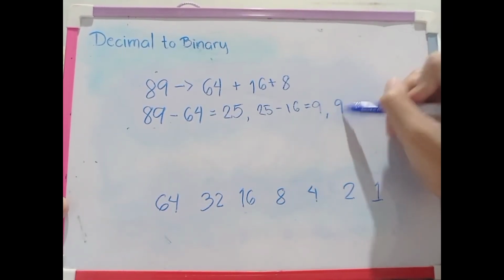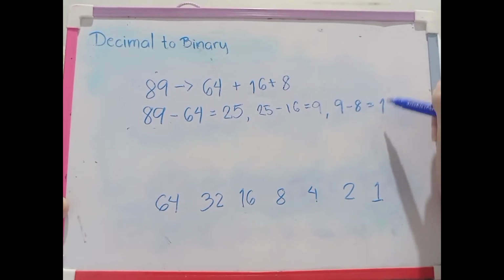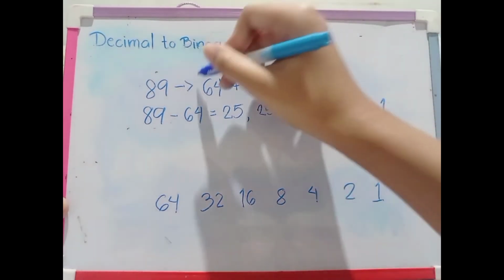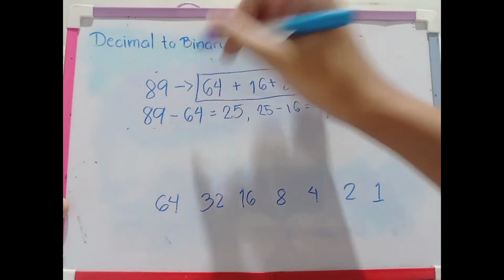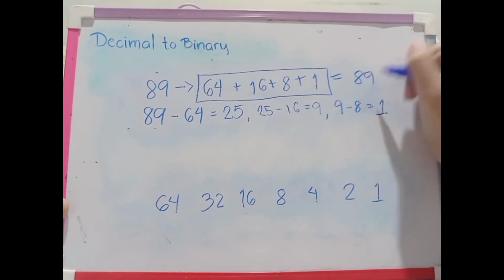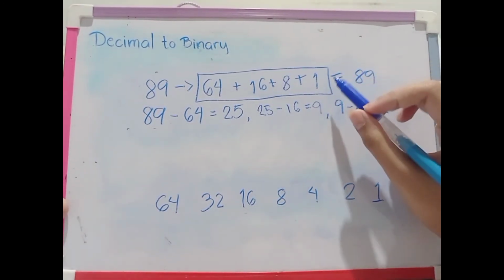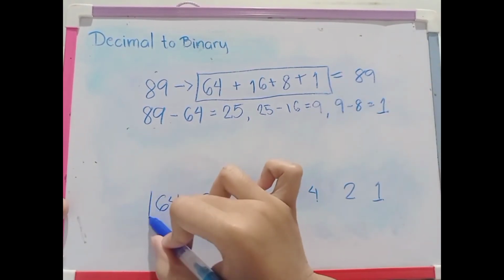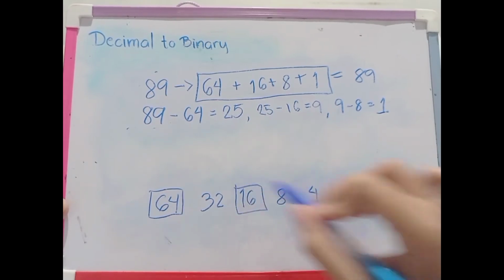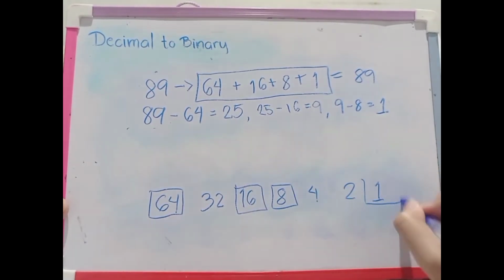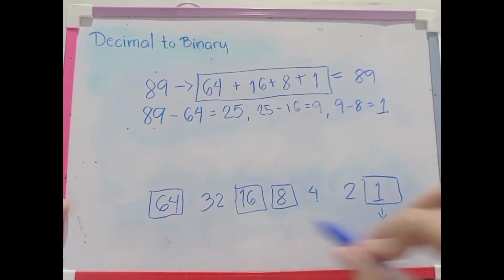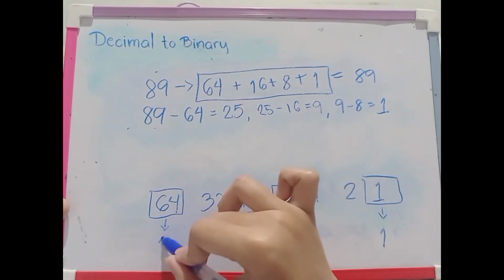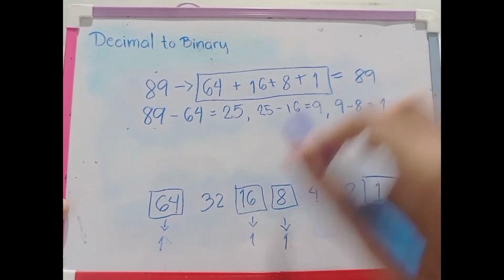Then subtract, and the highest number for the remaining 1 is 1, so I'll put it here. If we add these numbers, it results in 89. After getting this, we can now turn this into a binary number. So the 64, 16, 8, and 1 will become the number 1, and those numbers that aren't here will become 0.